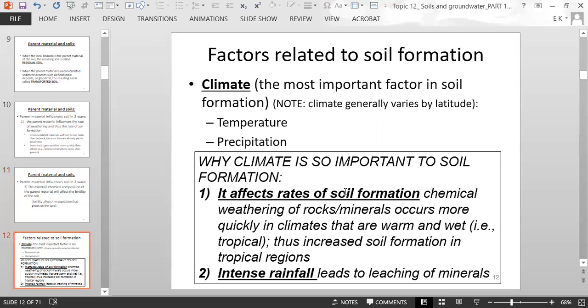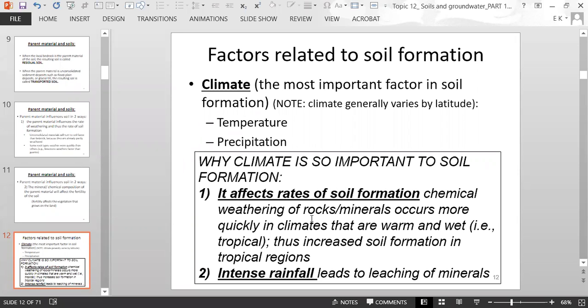The next factor that we're going to talk about is climate. That's the most important factor in soil formation. And keep in mind that climate generally varies by latitude. Climate includes temperature and precipitation patterns. So climate is so important to soil formation because it affects the rates of soil formation.